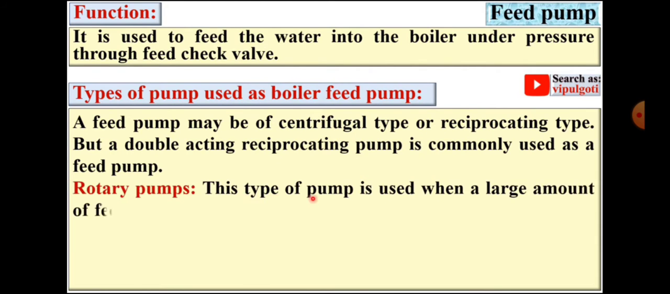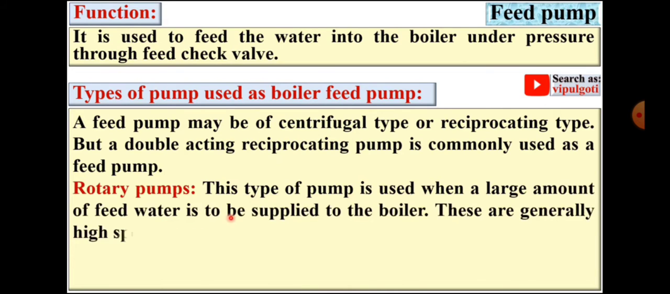Rotary pumps: this type of pump is used when a large amount of feed water is to be supplied to the boiler. These are generally high-speed centrifugal type pumps.